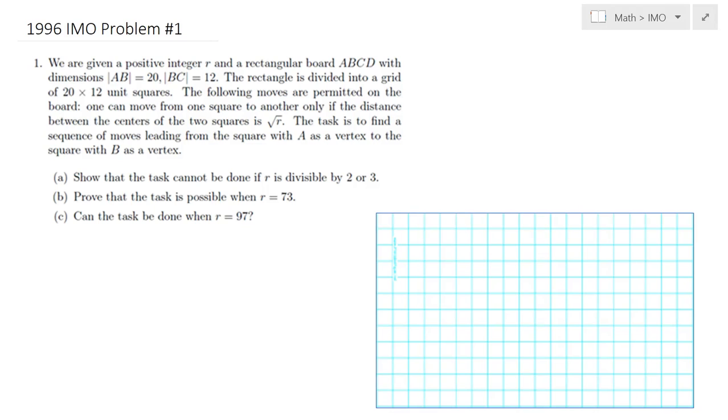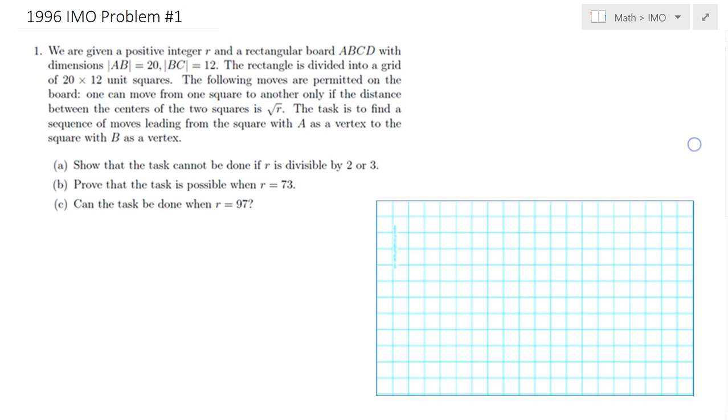Hello everybody, in this lecture we will be solving 1996 IMO problem number 1. Here is a view of this problem. We are given a positive integer r and a rectangular board ABCD with dimensions AB equals 20. So that's the point A, B, this dimension here is 20 squares wide, and then 12 here for the vertical.